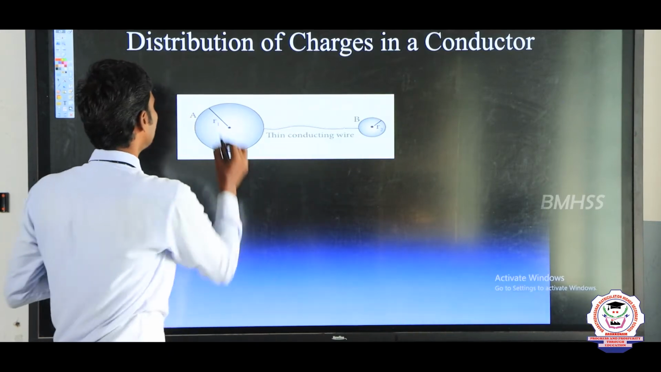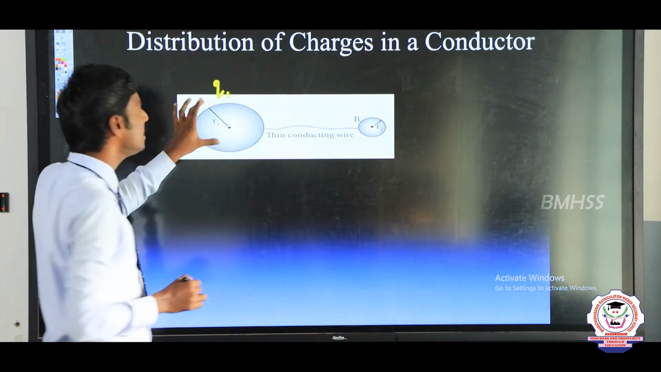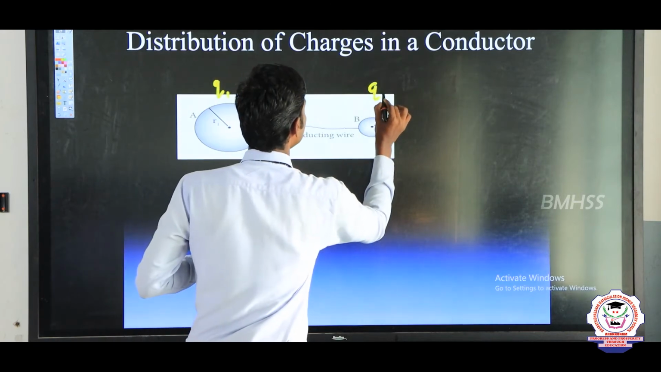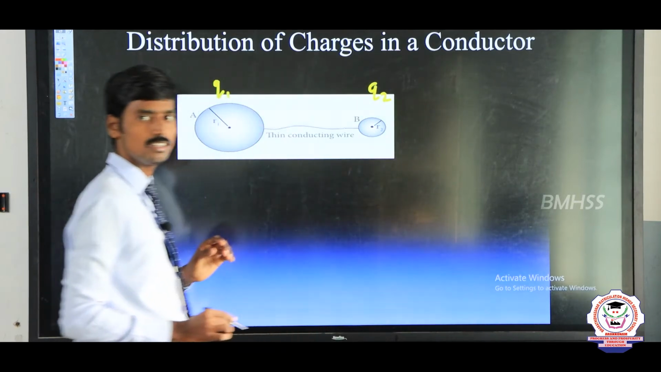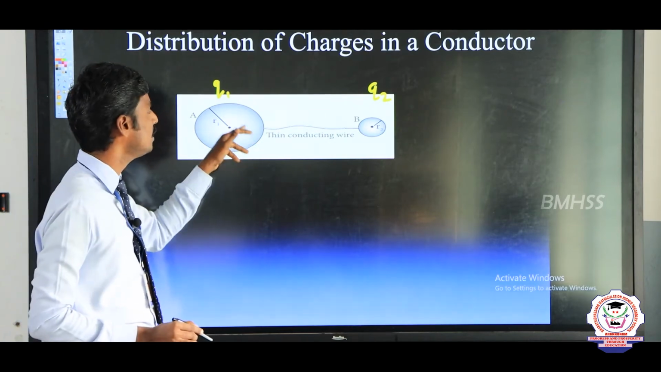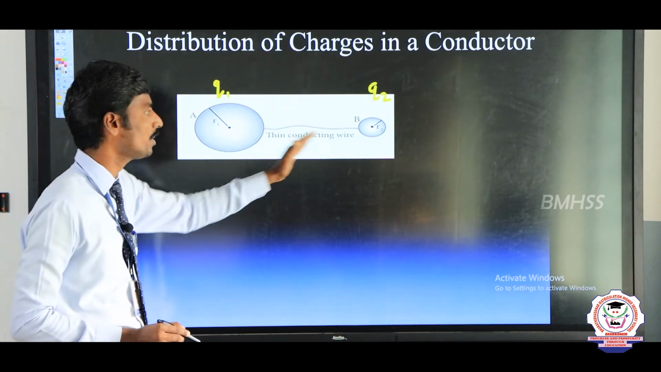Here Q1 is the charge residing on the surface of sphere A and Q2 is the charge residing on the surface of sphere B. Charges are redistributed because these two conducting spheres are connected with the thin conducting wire. Now the electrostatic potential is the same.